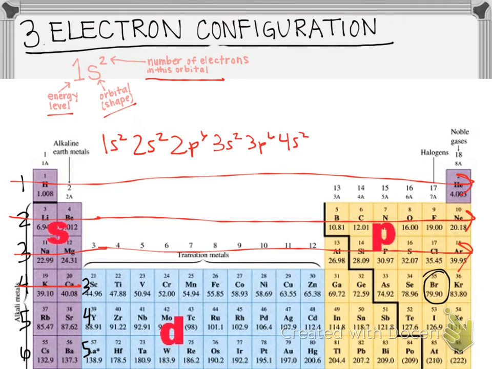Notice the energy level, remember, changes for the d block, so then you go through 3d, 1, 2, 3, 4, 5, 6, 7, 8, 9, 10, 3d10. Then you are back into the p block, which is the original energy level, so then you go through 4p, 1, 2, 3, 4, 5 to get to bromine. So this last one is 4p5. And that would be your electron configuration for bromine.